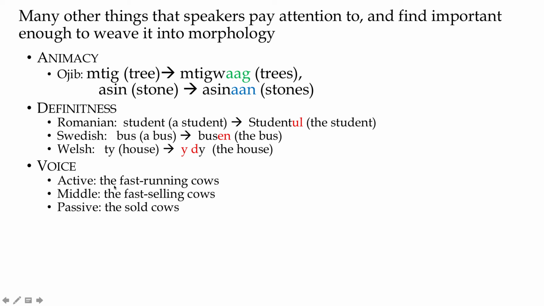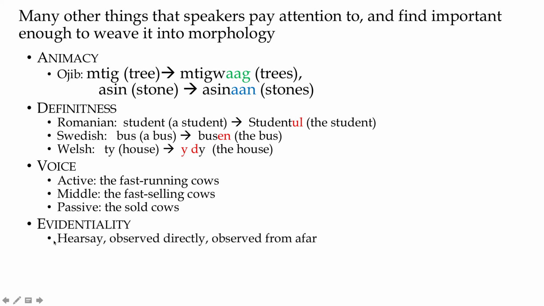Voice is something that languages inflect for. We have active voice, the fast-running cows, where the cows are doing the running. Middle voice would be, it looks like the cows would be doing this thing, but in fact someone else is doing it to them. The fast-selling cows, the cows are being sold by someone else, but it has some aspects of an active as well as a passive. And then the sold cows, or the ran cows, would be someone ran those cows or someone sold those cows. So this would be a passive participle. So this is an active participle, a middle participle, and a passive participle.